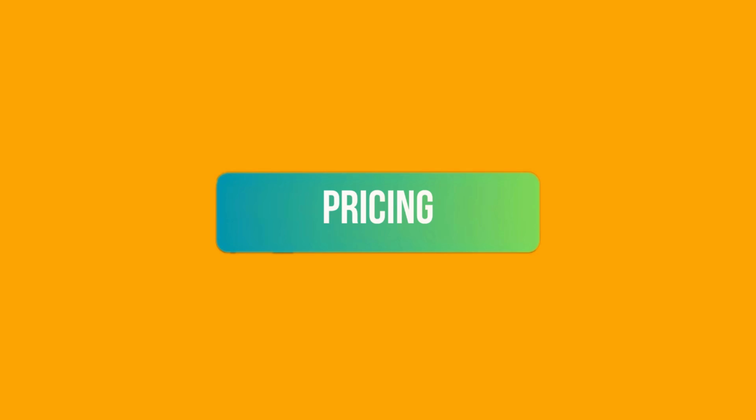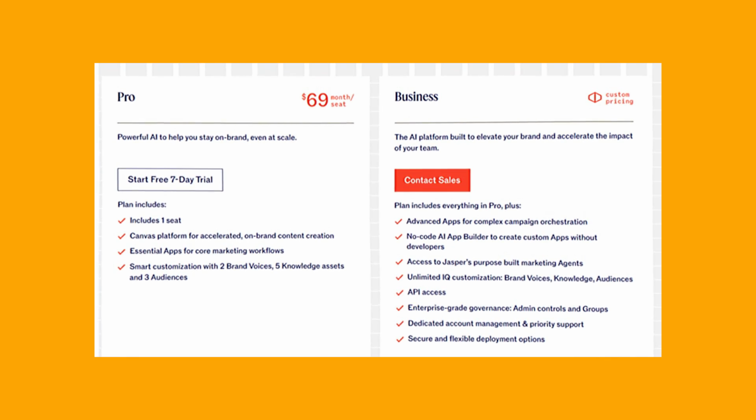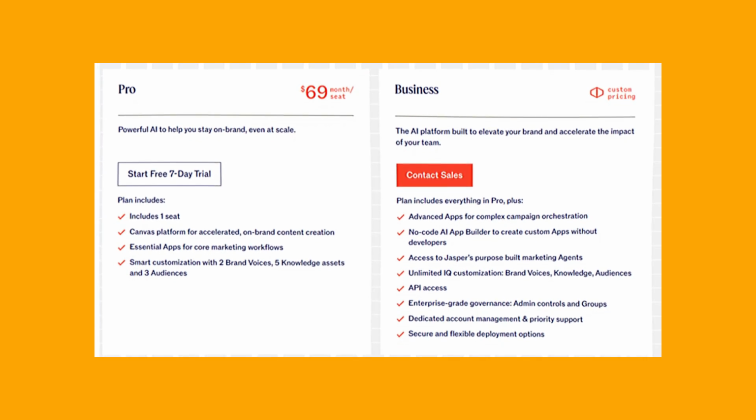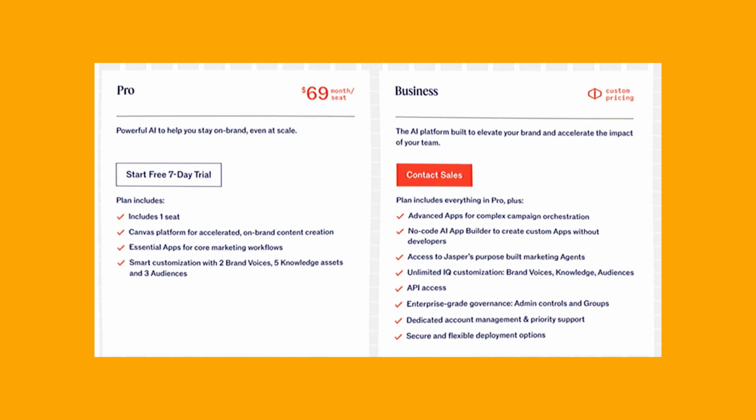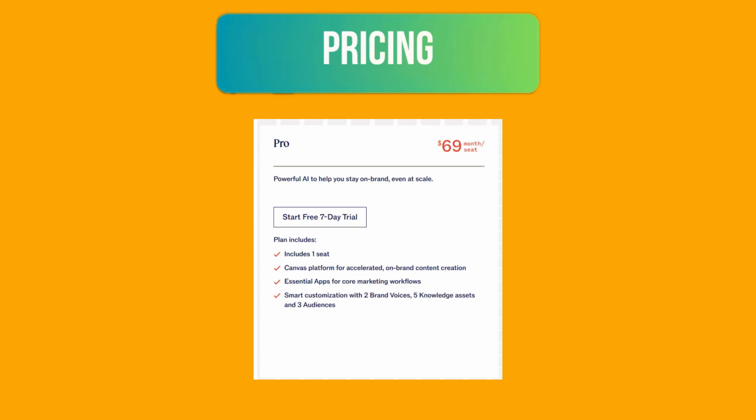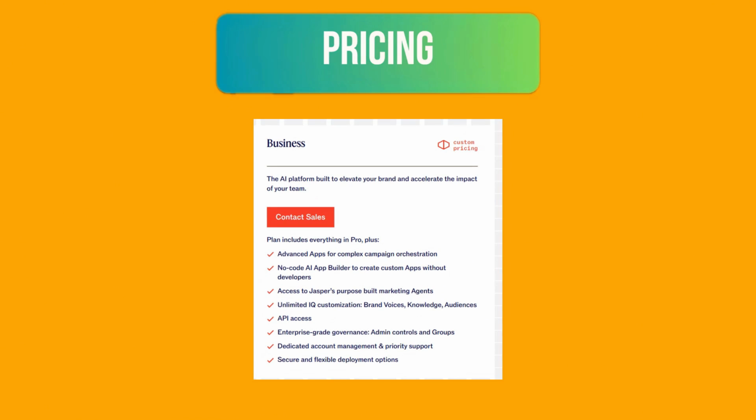And now to Jasper's pricing. Jasper's pricing is seat-based and designed to scale with your team's growth, with a focus on both individual and large enterprises. You have the Pro plan at $69 per month per seat, adding features like user management, collaboration, and multiple brand voices. The business plan, however, is at a custom pricing, and this is tailored for large organizations with advanced needs, offering unlimited usage and dedicated support.